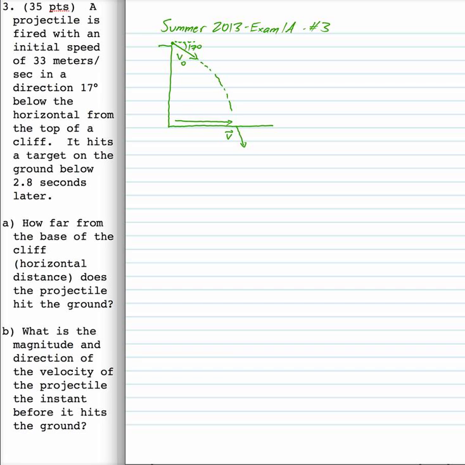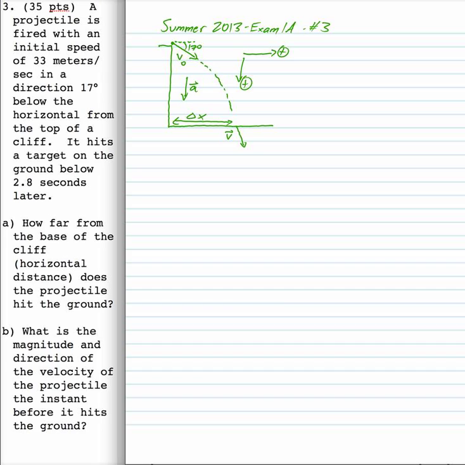It'll travel some distance, delta x, from the base of the cliff, and it'll be in free fall with an acceleration of 9.8 meters per second squared directed downward. Now our sign conventions for this problem will be generally in the direction of motion, so I'll make right positive and I'll make down positive.